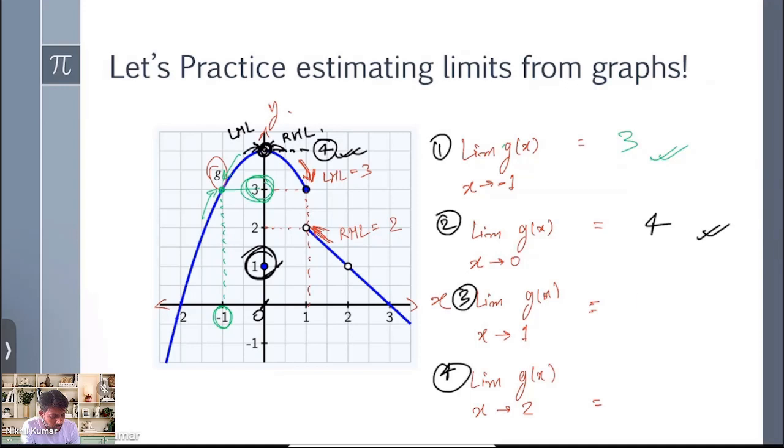So the limit does not exist. We just saw, right? If the left hand limit is not the same as the right hand limit, you can claim that the limit does not exist.